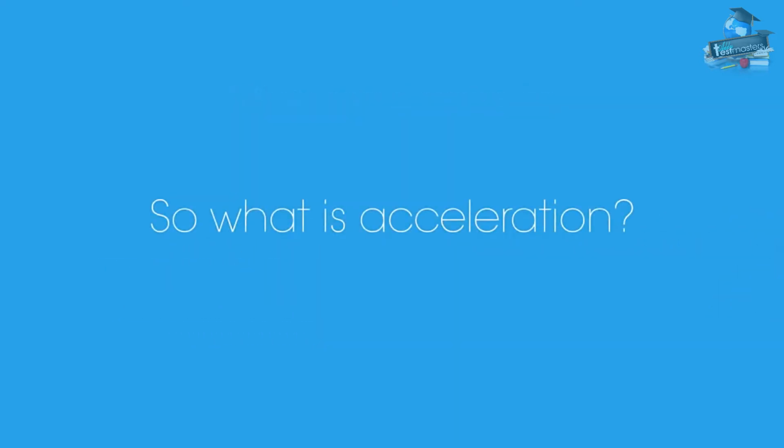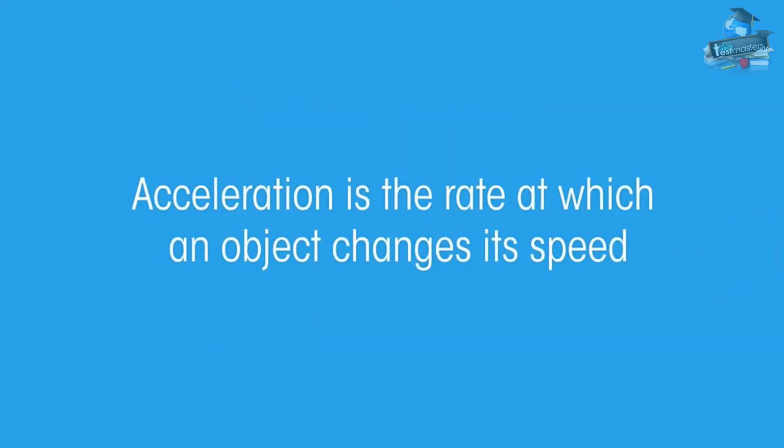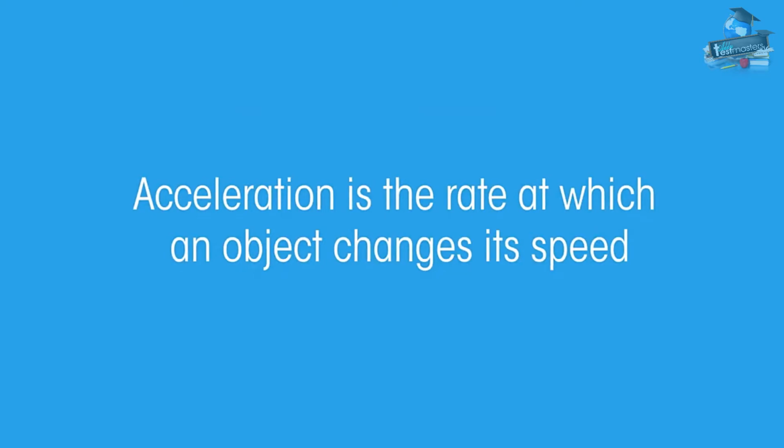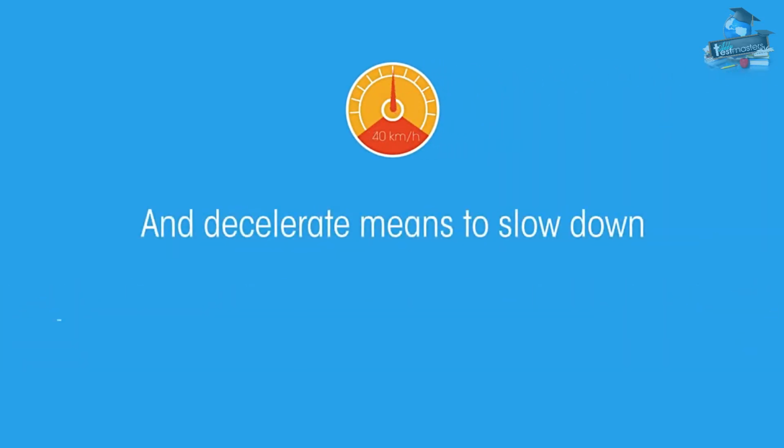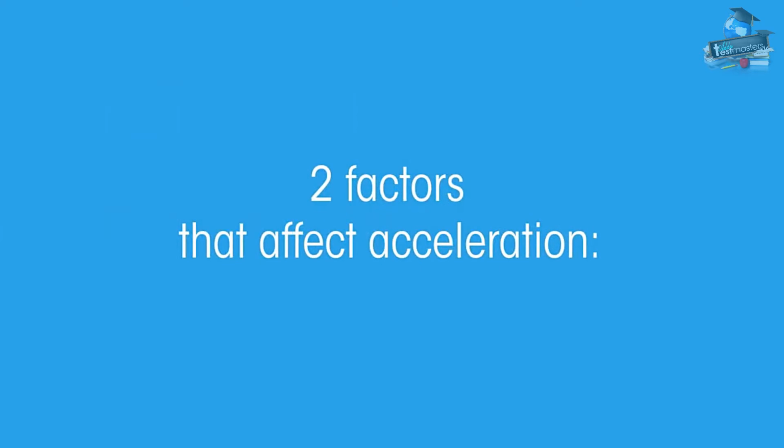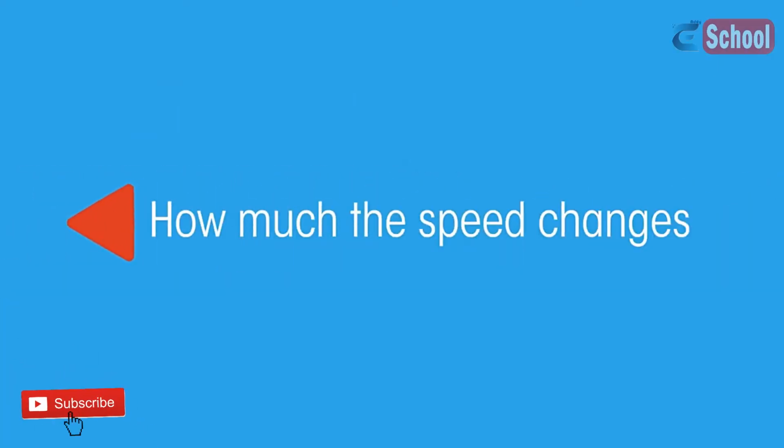So what is acceleration? Acceleration is the rate at which an object changes its speed. It can be quick or it can be slower. Accelerate means to speed up, and decelerate means to slow down. There are two things that affect acceleration. Firstly, how much the speed changes.